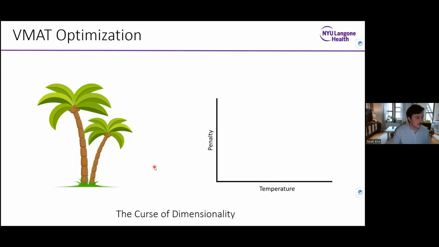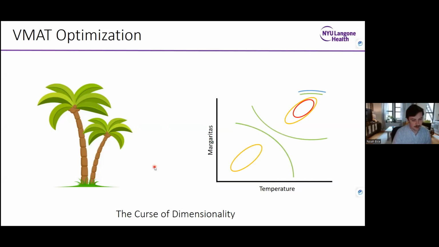If you're considering just a one-dimensional problem, we're only considering temperature and we're averaging over all other variables, then our penalty as a function of temperature might look something like this, right? Where maybe we want a warm day, but we don't want it to be blistering, and we definitely don't want it to be too cold.